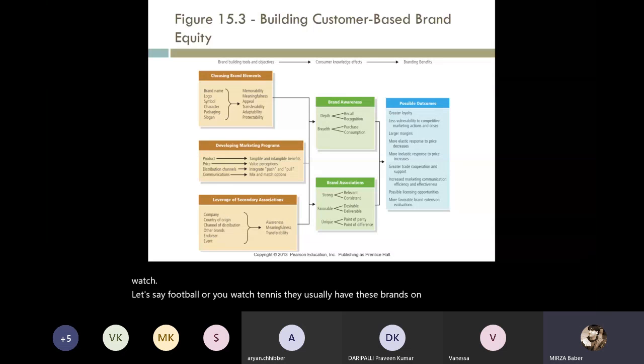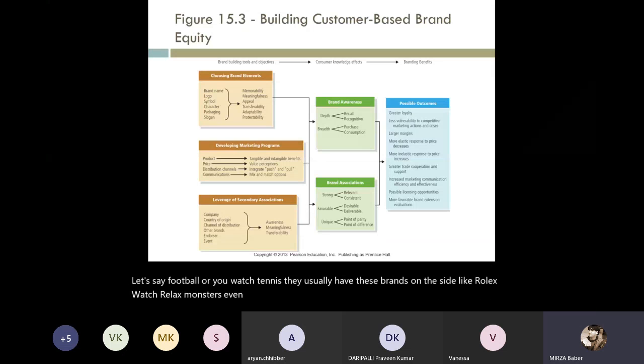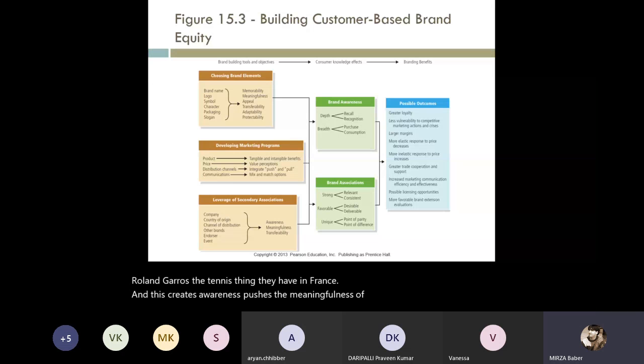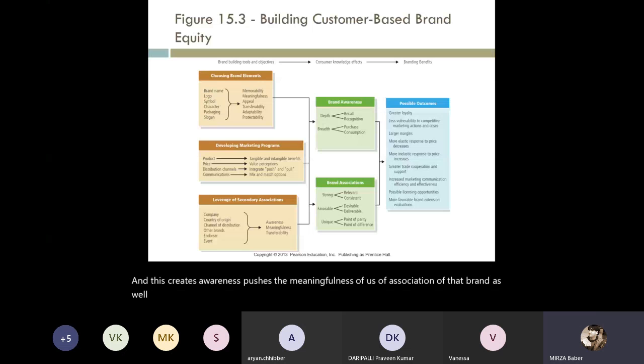Rolex sponsors even, or Omega, I think, sponsors the PGA Tour. Rolex sponsors Roland Garros, the tennis thing they have in France. And this creates awareness, pushes the meaningfulness of association of that brand, as well as transferability. It can create all those things.